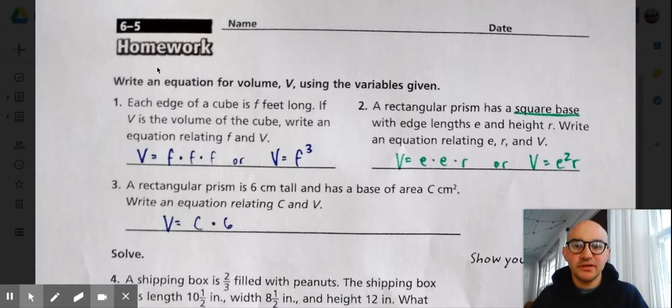Problems 1 through 3, you don't have to do any computation. We're just taking a second to think about all the parts of volume, thinking about length, width, and height, and multiplying them together. And so we're just going to do a couple quick equations here. So let's look at problem 1.